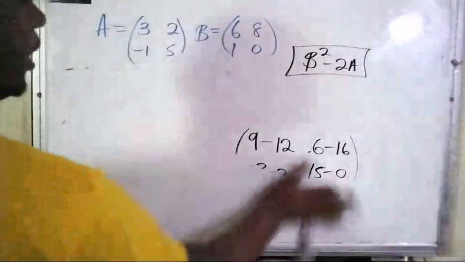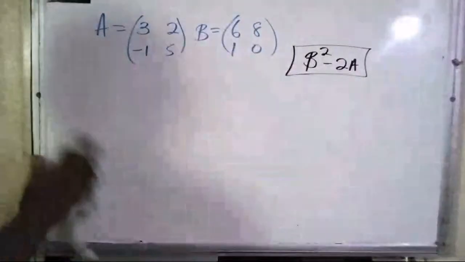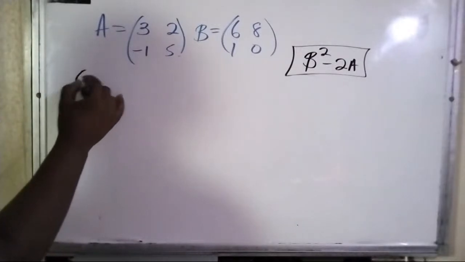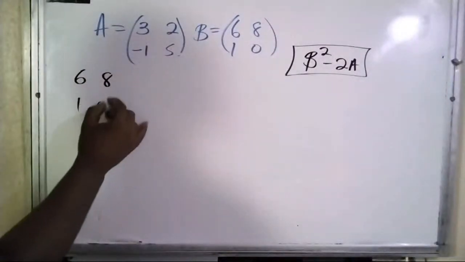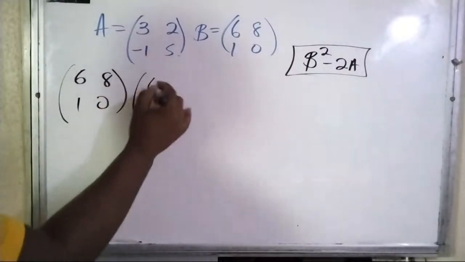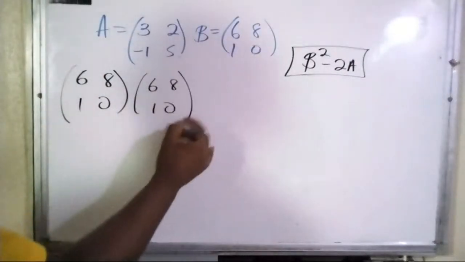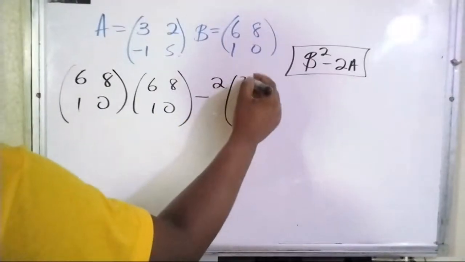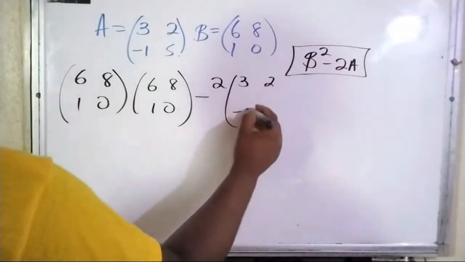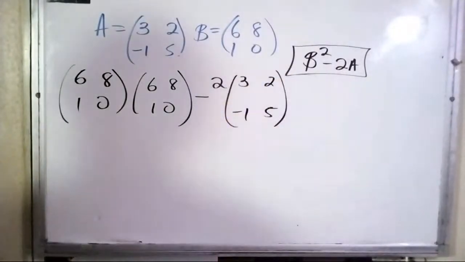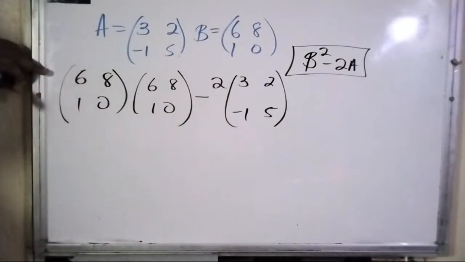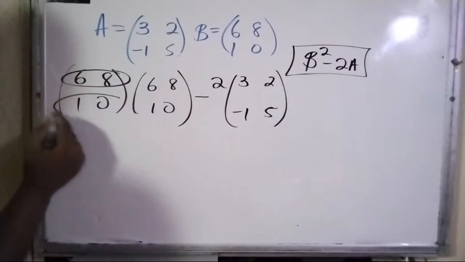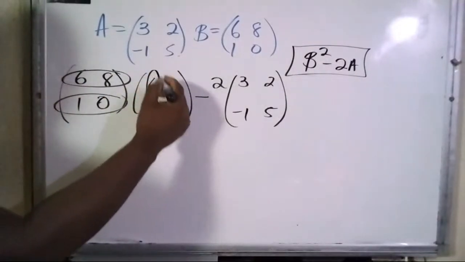Right, so with this now, guys, we're going to be multiplying everything by b. So we have b squared, so it's 6 8 1 0 multiplied by 6 8 1 0. So we have to multiply row by column, and this one now we have 2 times a, so that's 3 2 negative 1 5. We could try to go slower, guys. We're multiplying b times b, but with matrices it's row by column. So you cut up the first one in rows and the next one in columns.